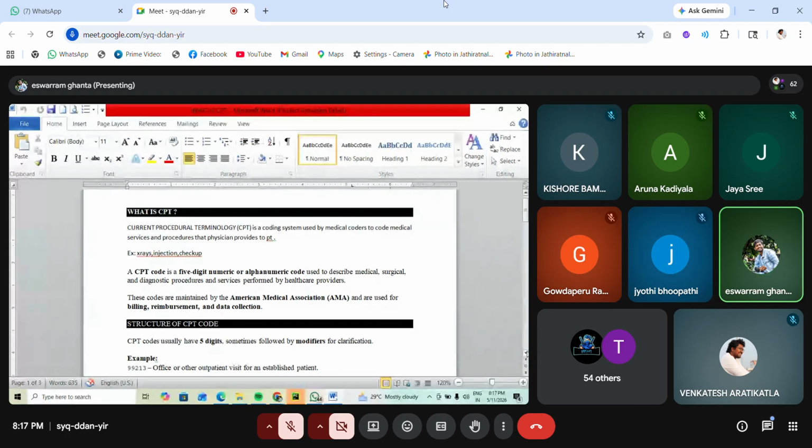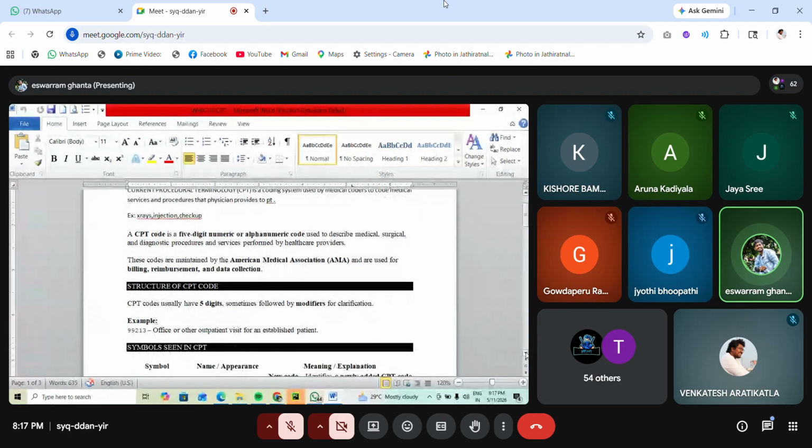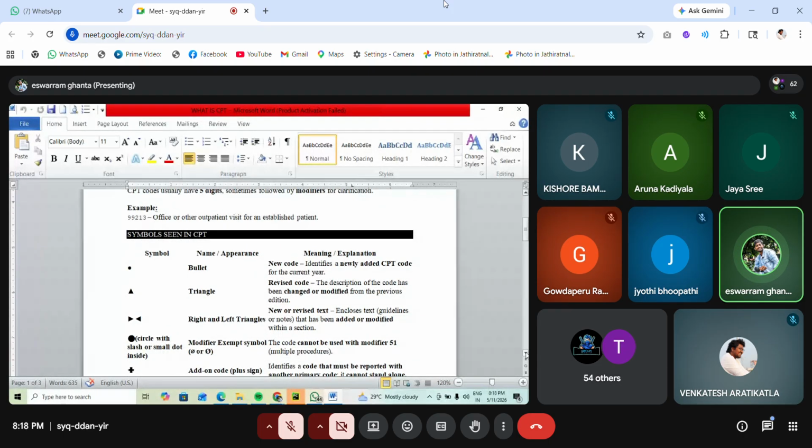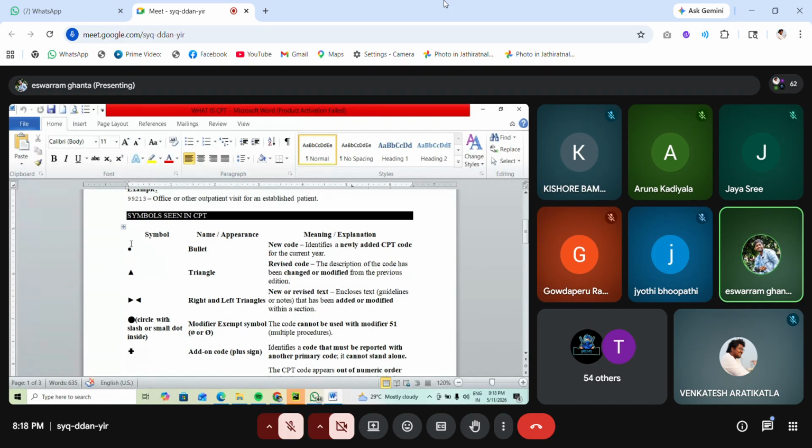Next, I'll show you a few of the symbols. A few symbols are most commonly used in the CPT. So see this, if any new code came in the current year.